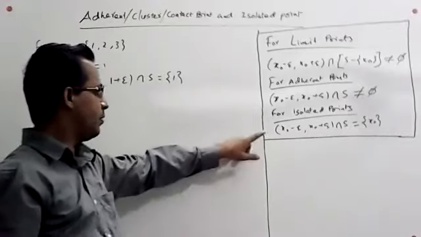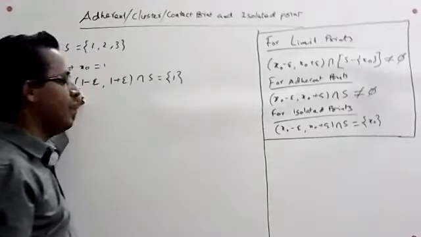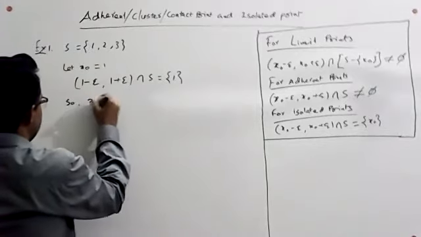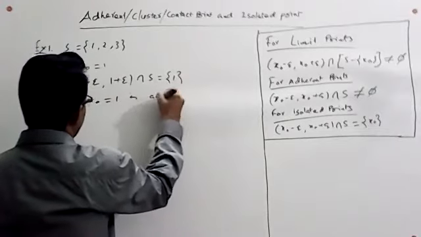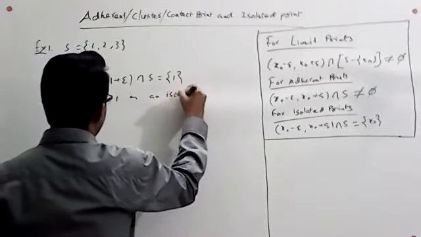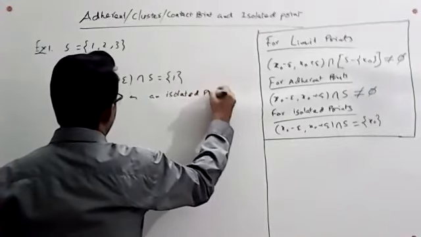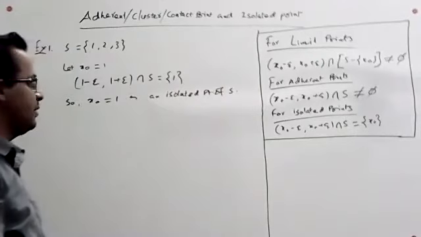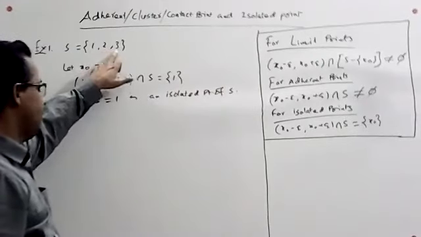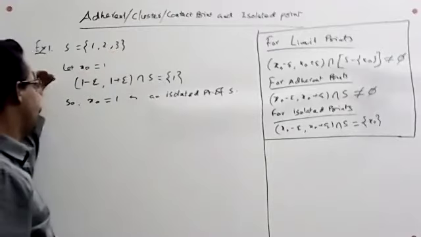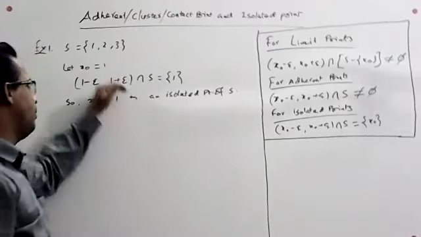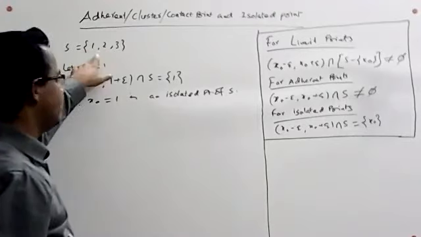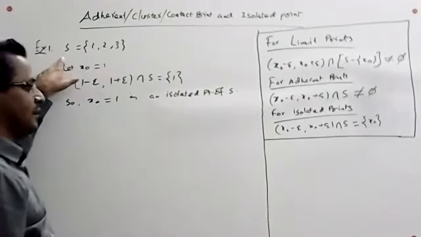As per the definition of isolated points, we can say that 1 is an isolated point of this set. So x0 equal to 1 is an isolated point of S. Similarly, if we check the other points 2 and 3, we will see that 2 and 3 are also isolated points of S. And any real number outside of this set cannot be an isolated point of this set.